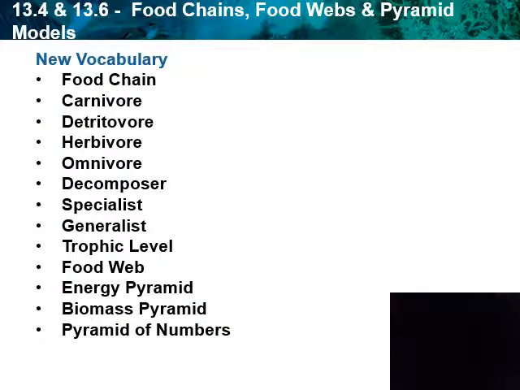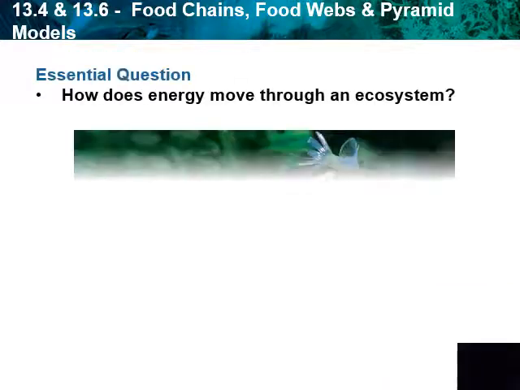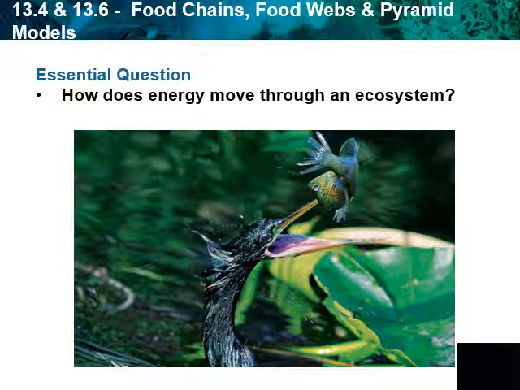Okay, our new vocabulary, we've got food chain, carnivore, detritivore, herbivore, omnivore, decomposer, specialist, generalist, trophic level, food web, energy pyramid, biomass pyramid, and pyramid of numbers. Our essential question is just how does energy move through an ecosystem? And in all honesty, that's what this focus is. It's the focus on energy. Where did the energy come from and where is the energy going?